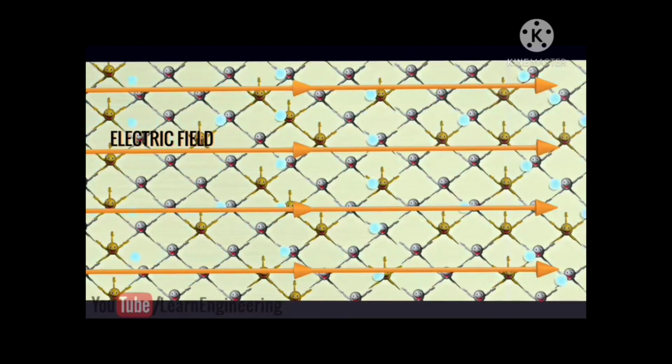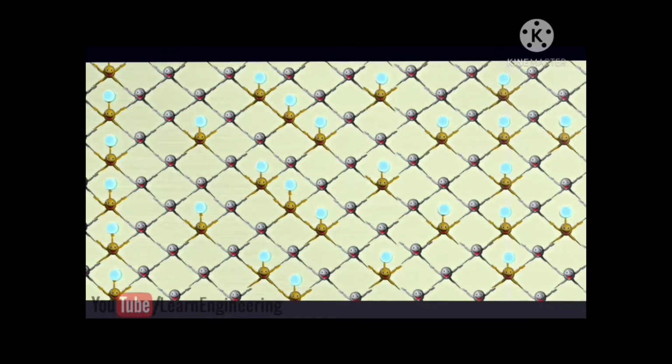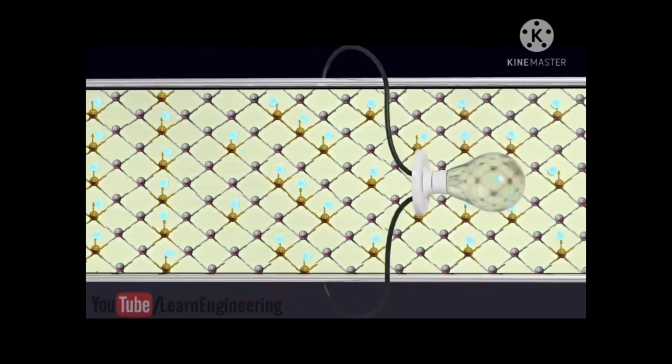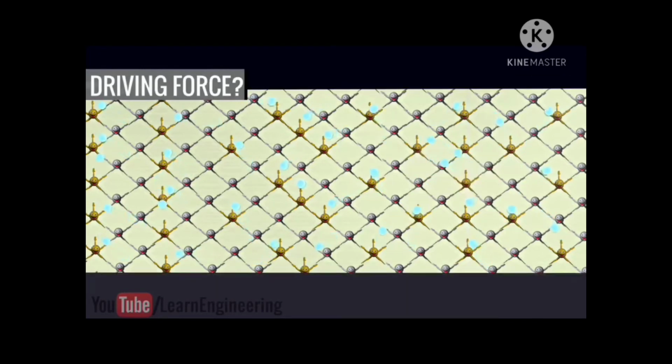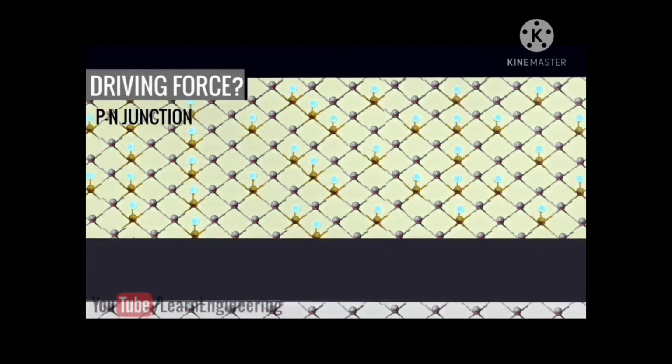Let's try to make a highly simplified solar cell using only this type of material. When light strikes them, the electrons will gain photon energy and will be free to move. However, this movement of the electrons is random. It does not result in any current through the load. To make the electron flow unidirectional, a driving force is needed. An easy and practical way to produce the driving force is a p-n junction. Let's see how a p-n junction produces the driving force.